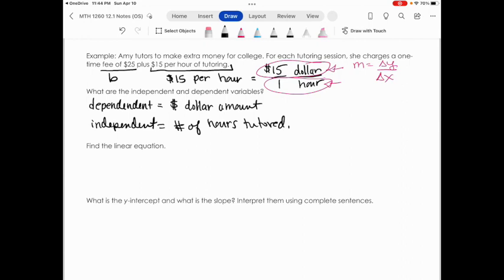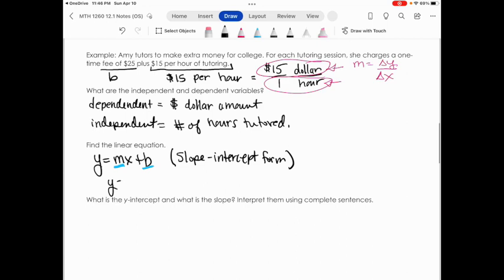Now we're going to find the linear equation. Our basic equation that we're going to use is called the slope-intercept form of the equation. So looking for our equation, we need to leave x and y as x and y so that we can plug values in and find the corresponding y value, but we do need to put in what our slope and our y-intercept values are.